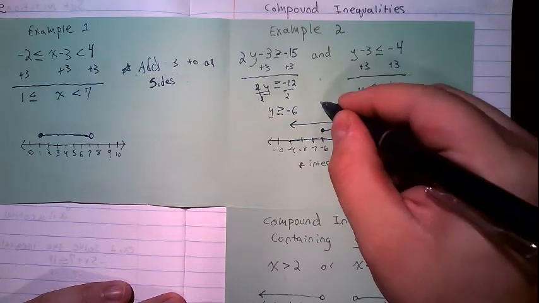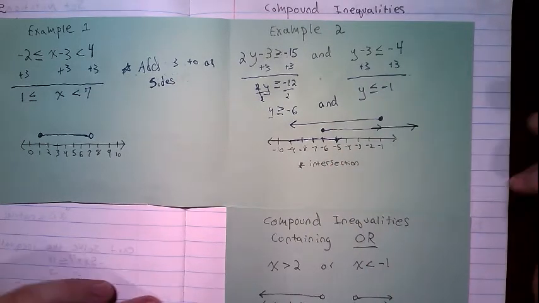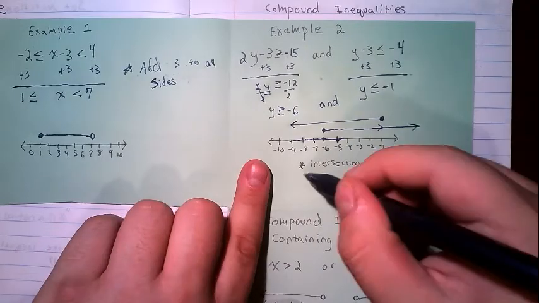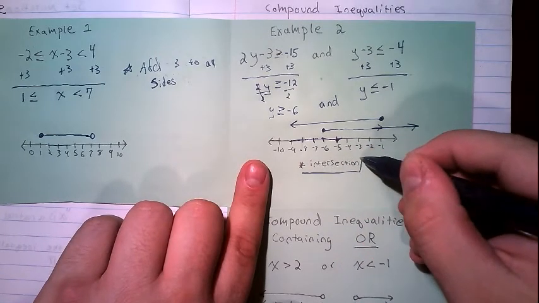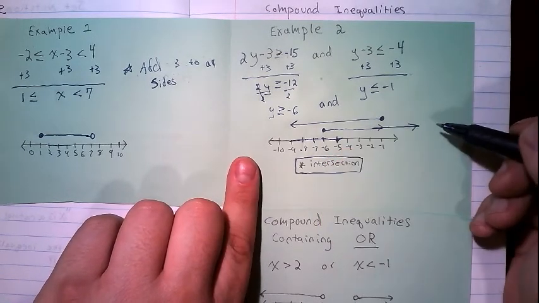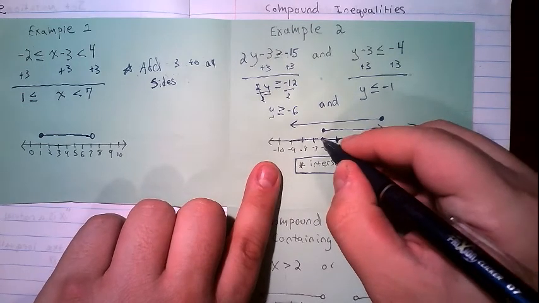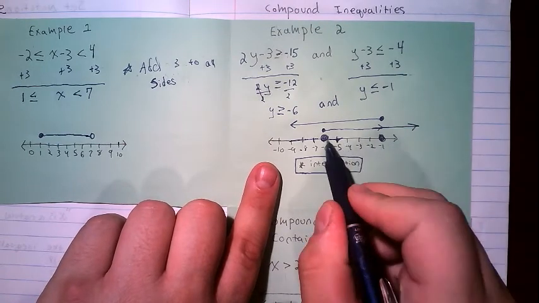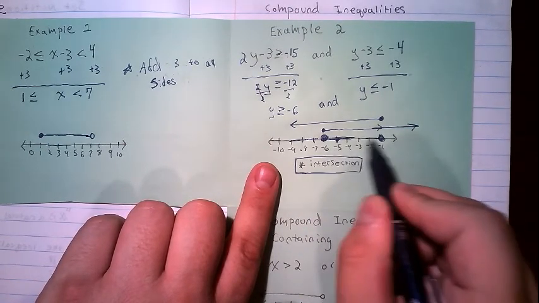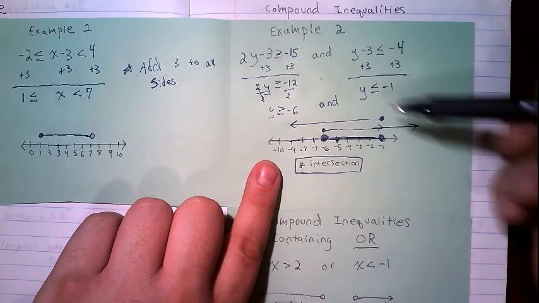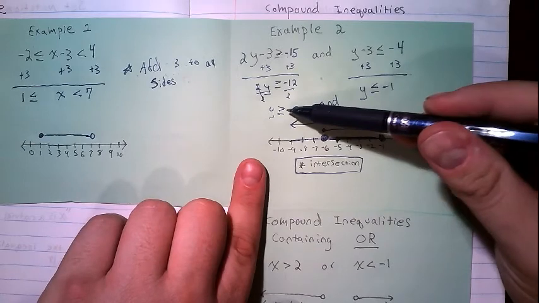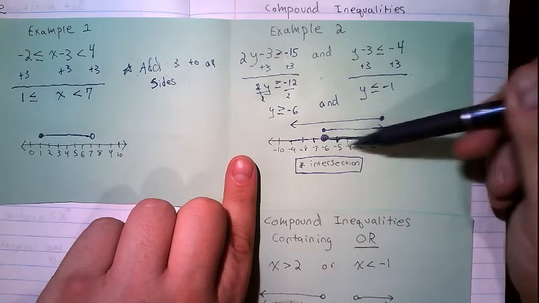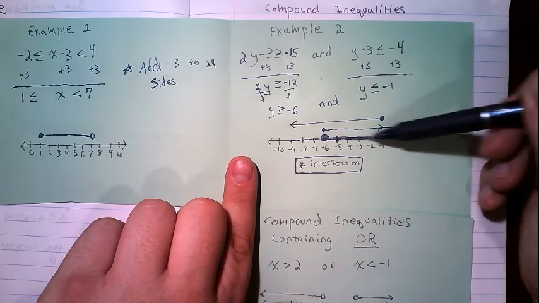But this is an and inequality. So it's not the values together, it's what they have in common. So that's why it's called the intersection. Okay? So here, my real solution is going to be the values from -6 to -1. Okay? Because that's where it's true for both. Right? It's greater than -6, but less than -1. So it's these values right here. So this would be my answer, the intersection.